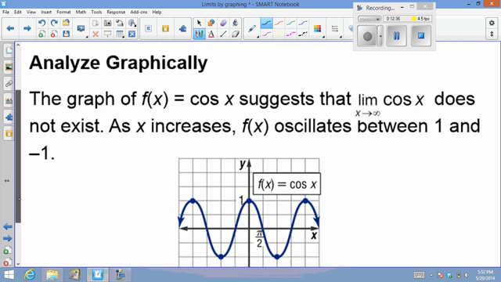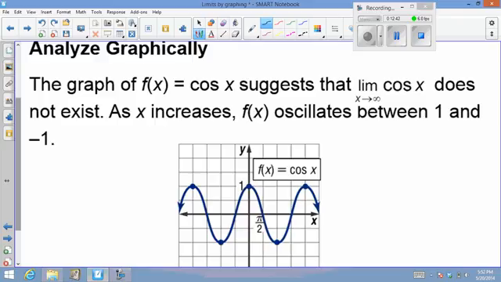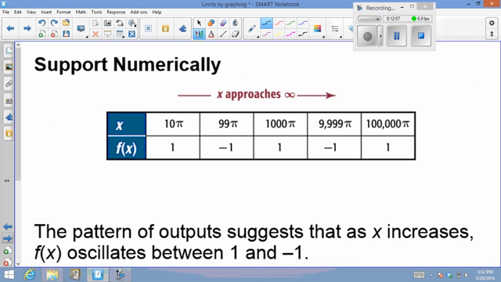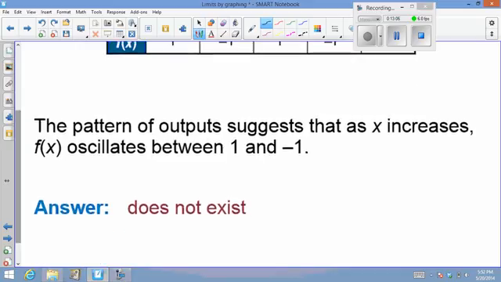Here's another one where I have a graph. The graph is cosine x. And if I were to take cosine of x and increase it so that I would go forever and ever, I wouldn't know whether it's going to +1 or -1. So since I don't know whether it's going to +1 or -1, we can say that the limit does not exist because it just keeps oscillating. And I can see that it goes between +1 and -1 if I'm putting it into a table. So since it's going between two different numbers, the limit does not exist.